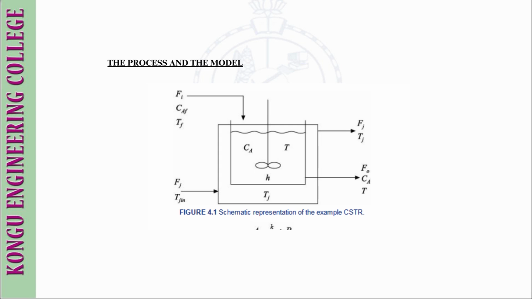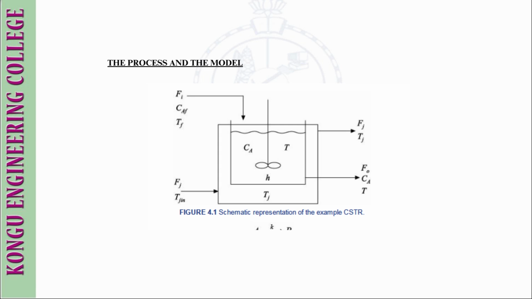The reactor operates at a level H and the cross-sectional area is AC. The stirrer ensures perfect mixing. The product exits the reactor at the same flow rate Fi with concentration CA and temperature T. Jacket fluid enters at Tj in and exits at Tj. We also assume a first order irreversible reaction A to B occurs within the reactor.